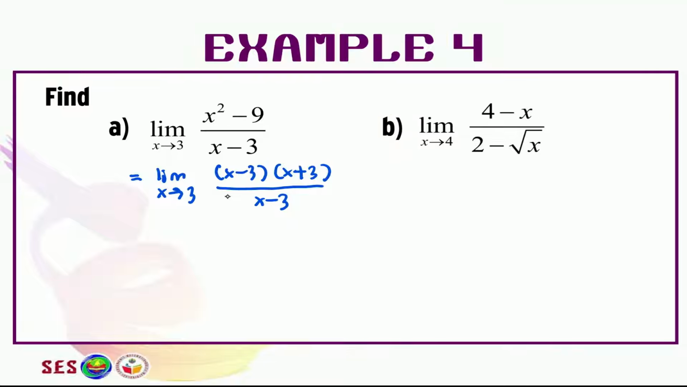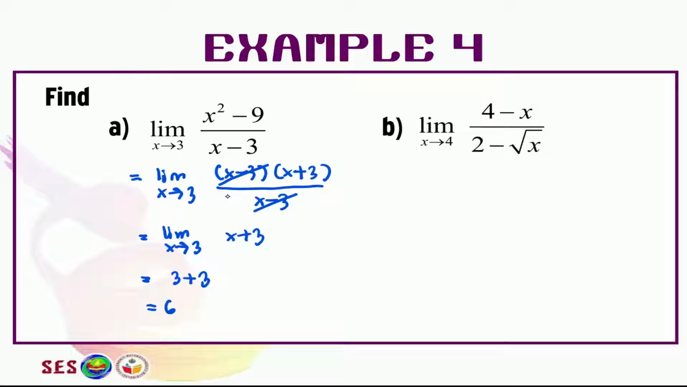Now, do you see what we can cancel here? Yes, we can cancel this x minus 3 with this x minus 3. So this here is just x plus 3. And then we are going to substitute again. So this becomes 3 plus 3, and the final answer is 6. And because 6 is a constant, this is our final answer. See? Not that difficult. One last example.